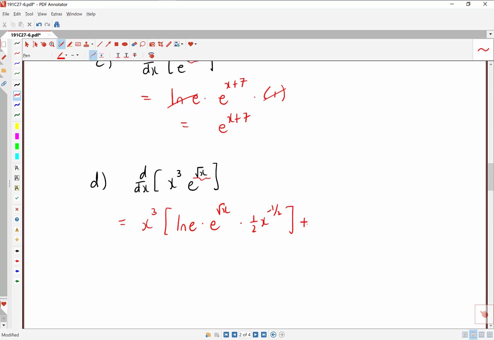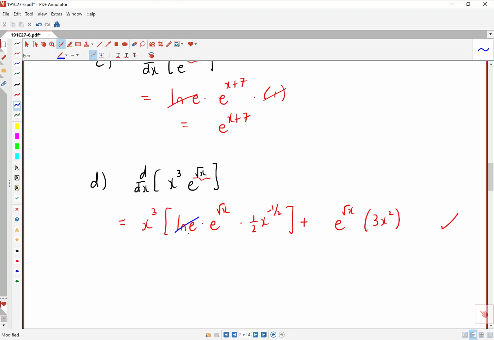So that's the first half of the product rule, and then we have to do the product rule the other way around. So we go e to the root x times the derivative of our first factor, which would be 3x squared. So at this point, you have taken all your derivatives and you've got the correct answer, but we could do a little bit more simplifying if we wanted. I would say it's optional just to clean this up.